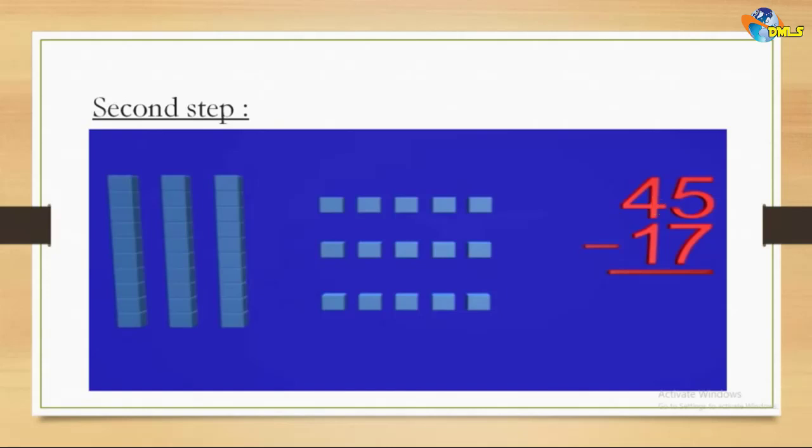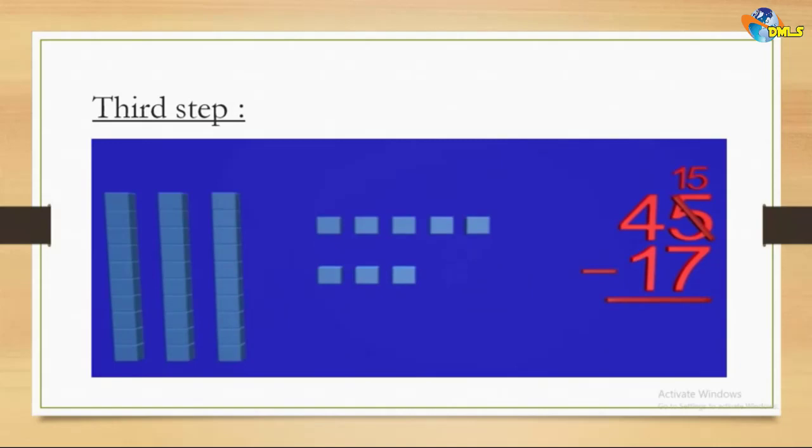Now, can I take 7 ones from 15 ones? Of course, yes, I can. 1, 2, 3, 4, 5, 6, 7. If I take away 7, third step, here I take away 7, and the remainder in the ones digit is 8. 1, 2, 3, 4, 5, 6, 7, 8.